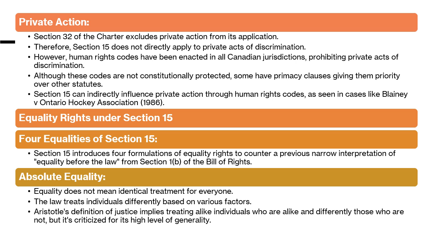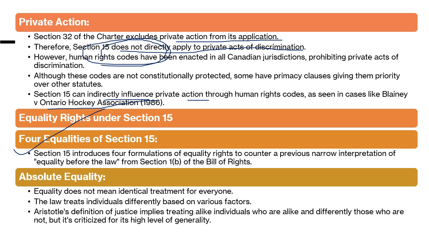But here section 32 excludes private action from its application. So section 15 does not apply to private acts of discrimination, as I told you in the beginning as well. For that we have human rights codes. So human rights codes only influence private actions, as seen in cases like Blainey versus Ontario Hockey Association. Then there are four kinds of equalities under section 15.